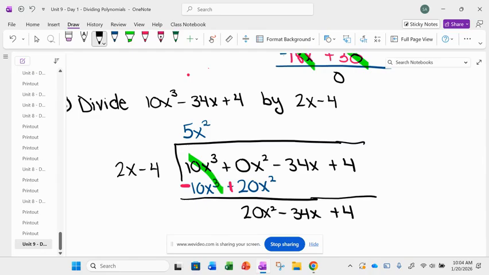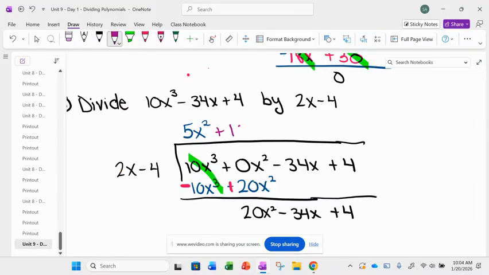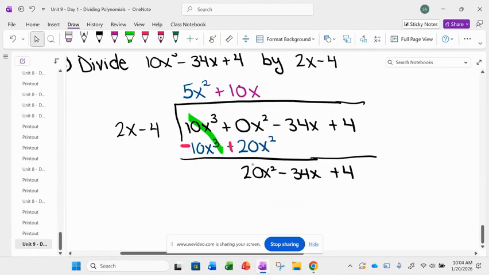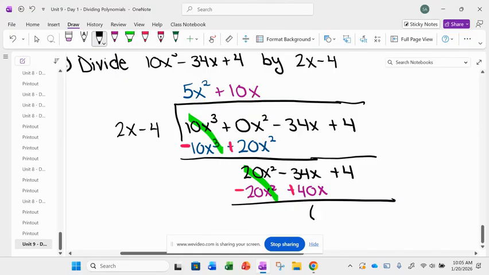So 2 times what gives us 20x squared? 10x, you got it. Now I'm going to distribute in that 10x. 10x times 2x is a 20x squared. 10x times a negative 4 is a negative 40x. We're going to distribute in the negative and change up all our signs. So now our 20x squareds cancel, and we're left with 6x plus 4.